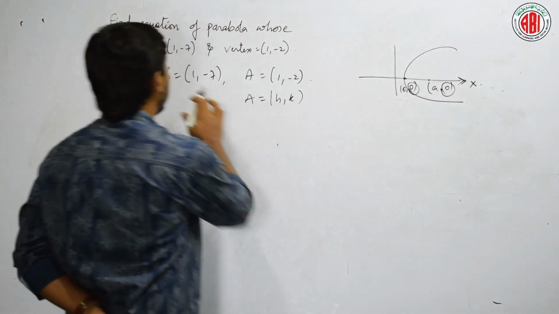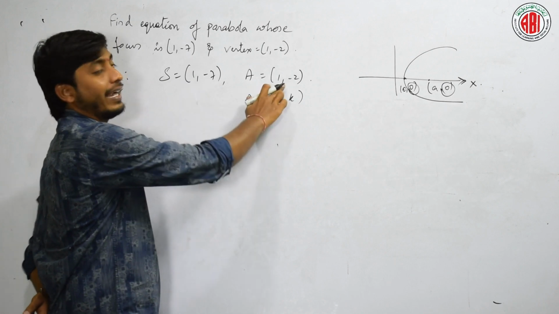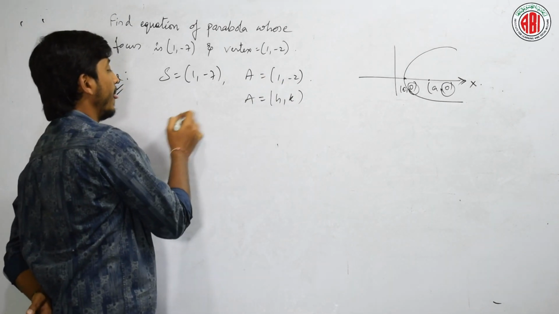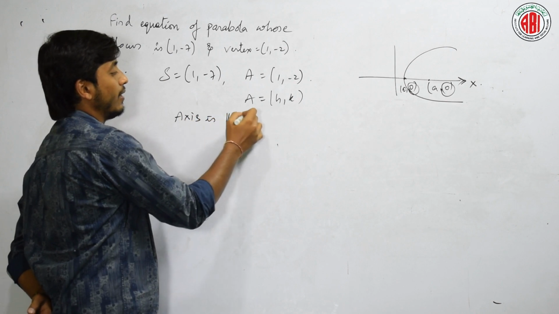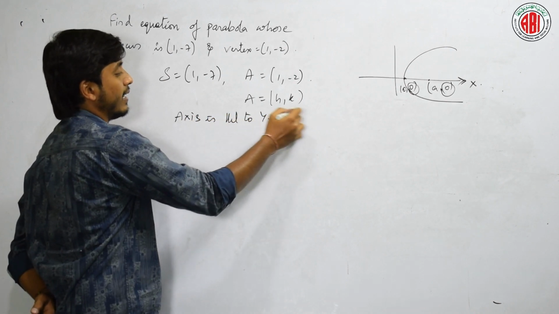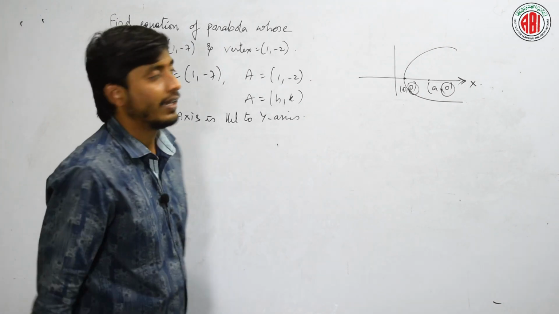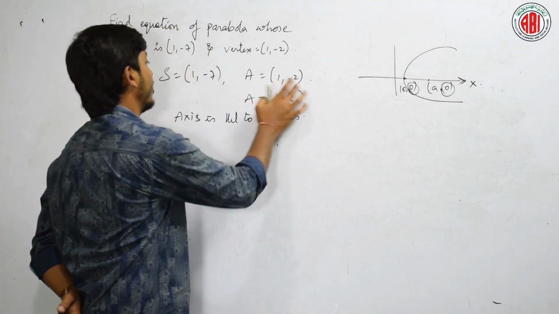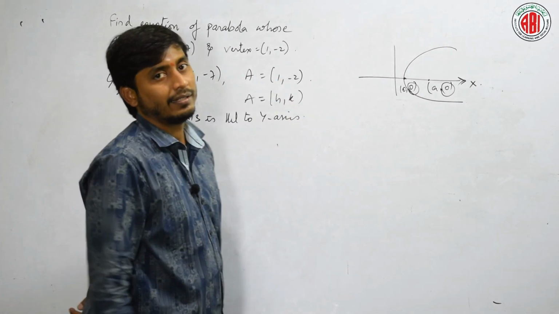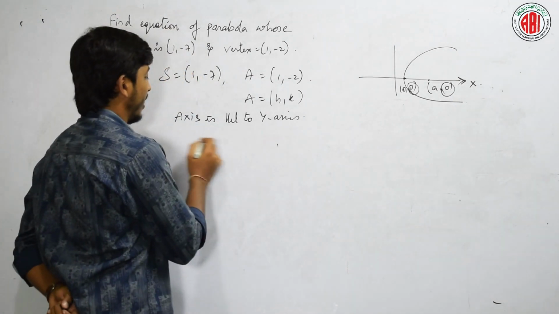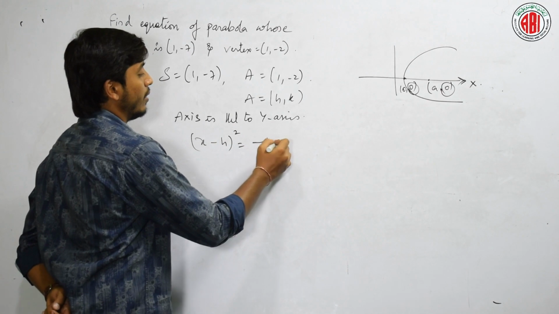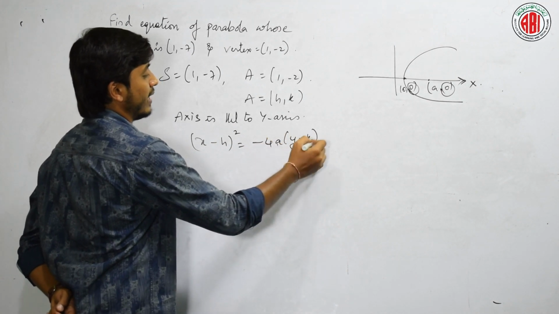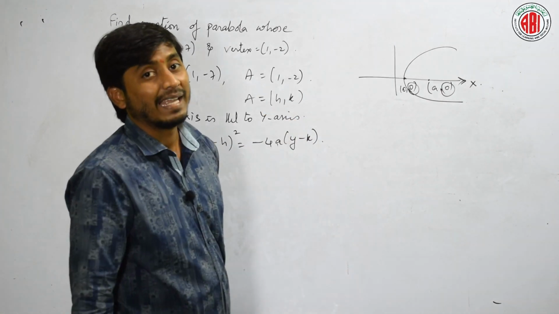Now, here the x coordinate is the same. So, the axis is parallel to y axis, right. And one more thing you can observe is that all the coordinates are on the negative side. So, we can have the parabola equation as x minus h whole square is equal to minus 4a into y minus k. Is it right?